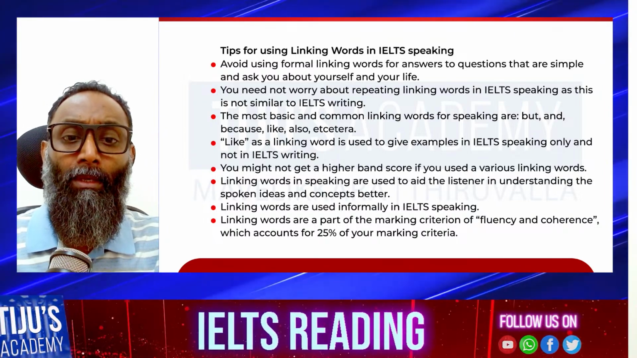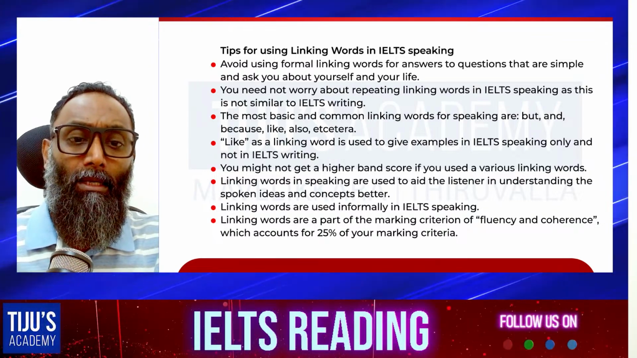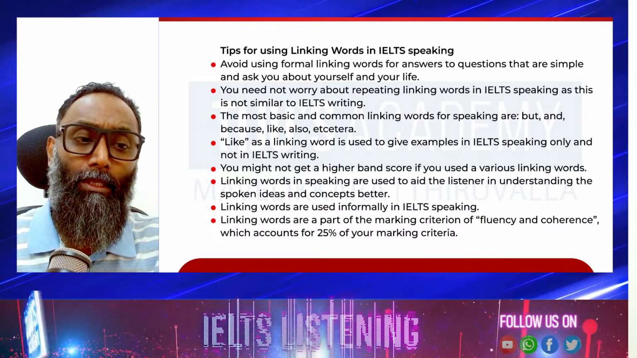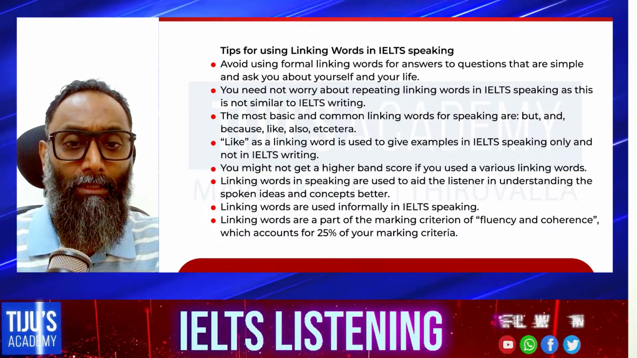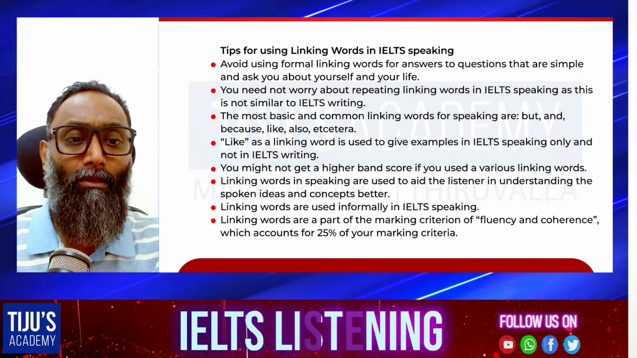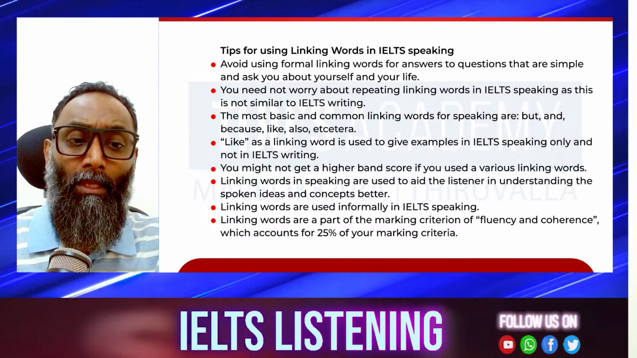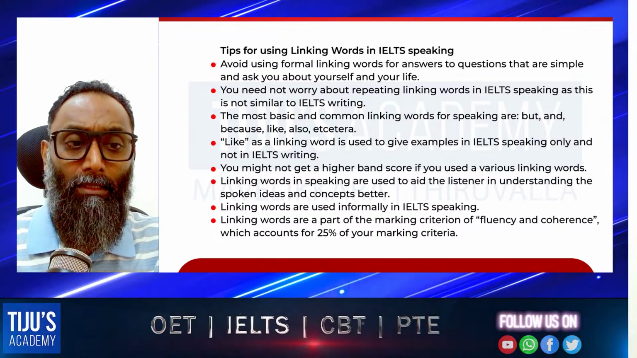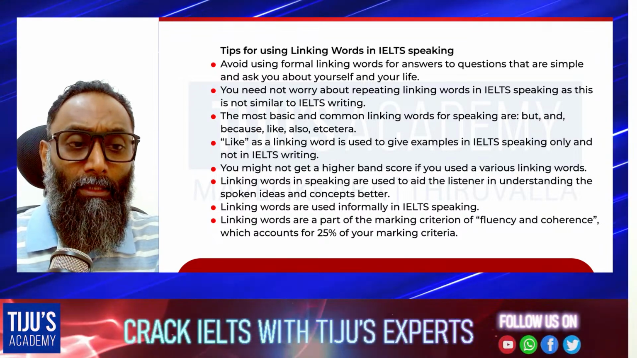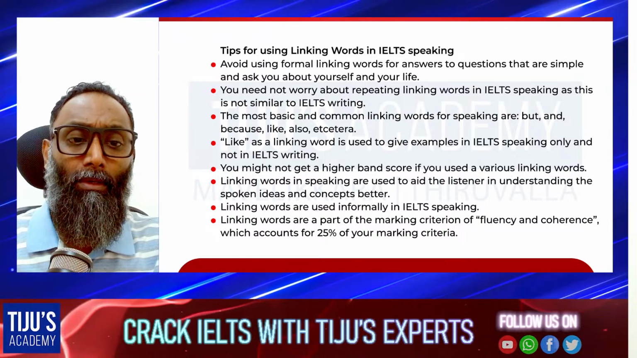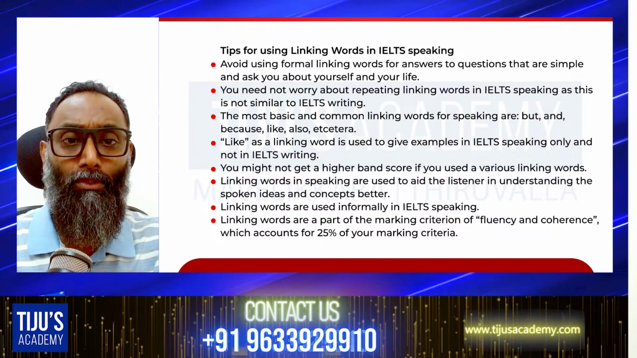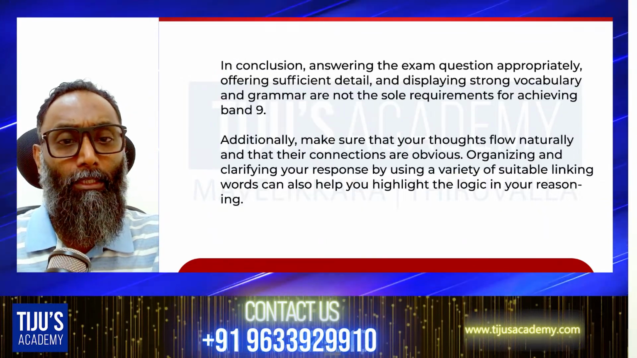And the last tip: linking words are a part of the marking criteria of fluency and coherence. Fluency and coherence is what you will be judged on, which accounts for 25% of your marking criteria. So in speaking, you all may know that there are 4 criteria, and linking words and connectors come under fluency and coherence. So this accounts for 25% of your scores. Okay, now let's move over.